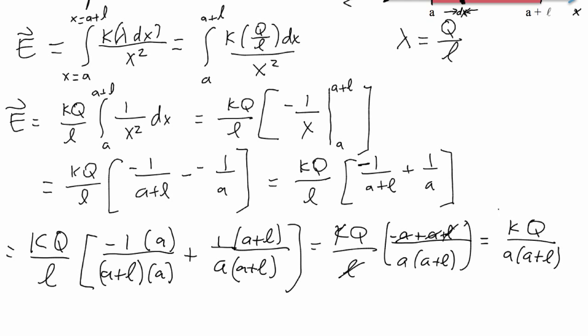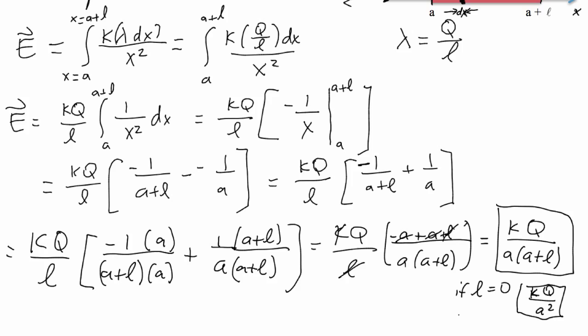Now there's an interesting result from this that we can check. When the length of this thing is 0, if it's a point charge, what do we get? If L was 0, this reduces to kq over a squared, just Coulomb's law. So we did it right. That's at least a check on it. So now let's go on to the next one.